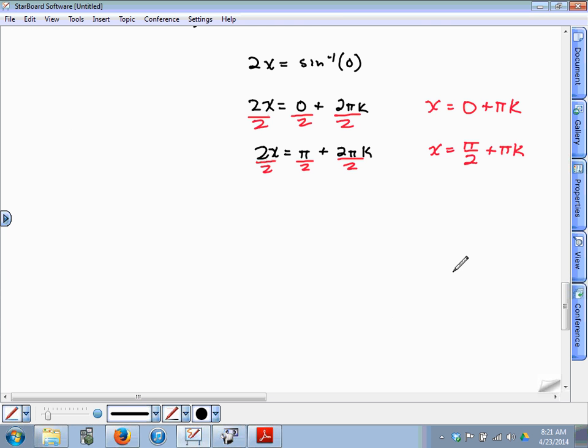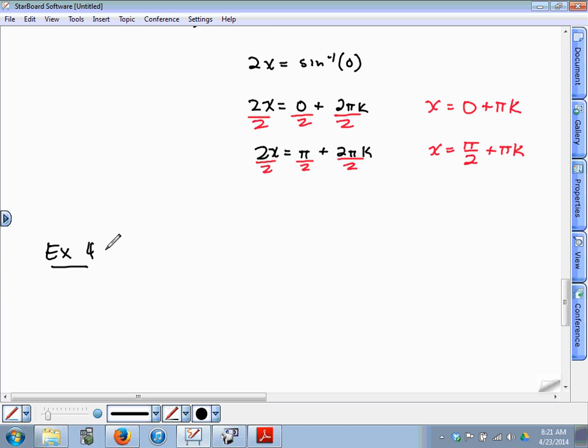Can you write that in just as x equals pi k, or should it be 0 plus pi? Pi k would have also worked, but just so you see that there is a solution there, I'm going to put a 0.